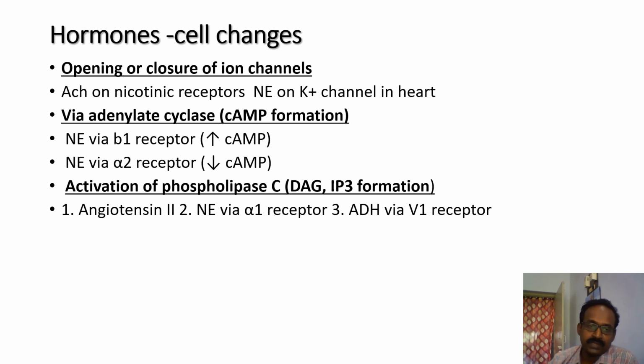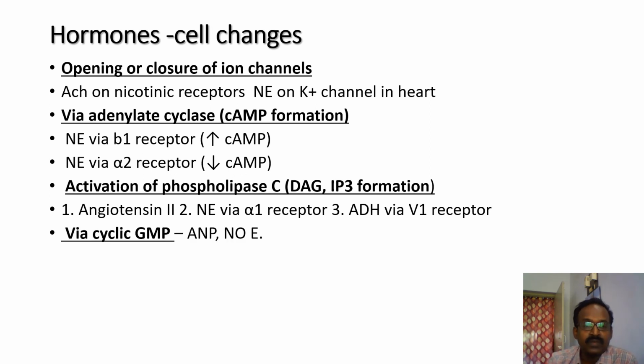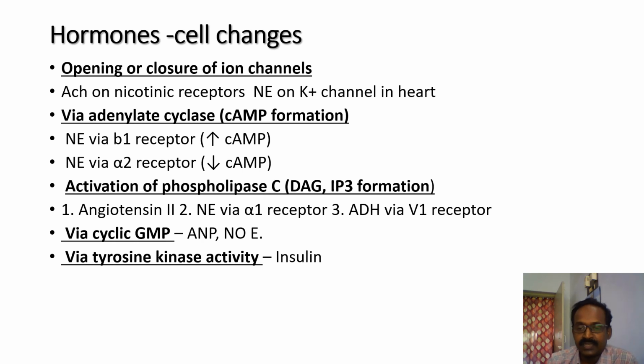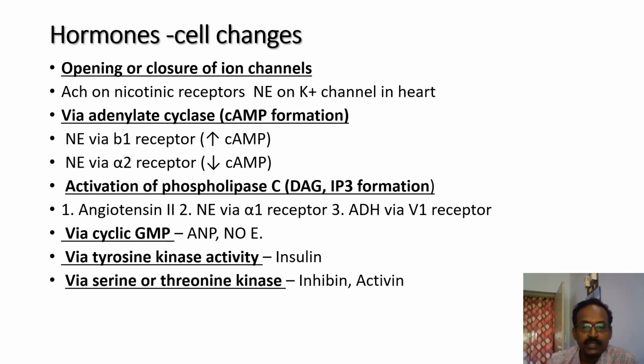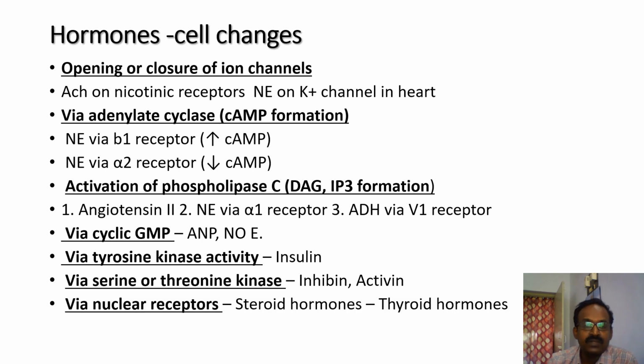Activation of phospholipase C leads to diacylglycerol and inositol triphosphate formation. Angiotensin 2, norepinephrine via the alpha 1 receptor, and ADH via the V1 receptor are activated through the IP3-DAG system. Via cyclic GMP, ANP and nitric oxide act. Via tyrosine kinase, insulin acts. Via serine threonine kinase, inhibin and activin act. Via nuclear receptors, steroid hormones and thyroid hormones act.